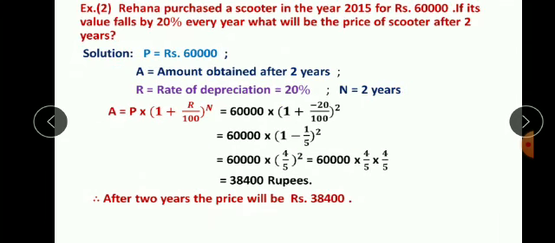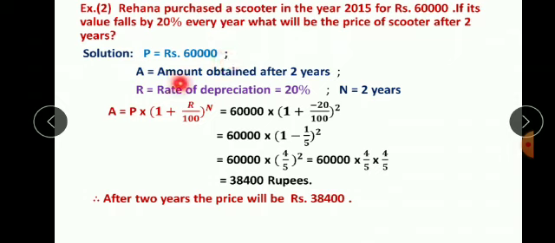Now, next example. Second example. Rehana purchased a scooter in the year 2015 for rupees 60,000. If its value falls by 20% every year, so the price decreases, what will be the price of the scooter after 2 years? So naturally R is taken as negative here. 20% it falls, so R will be negative. So P is equal to rupees 60,000. That is the price of the scooter.